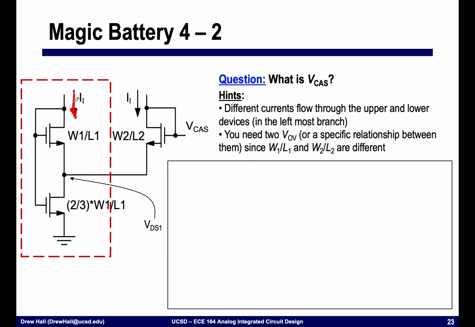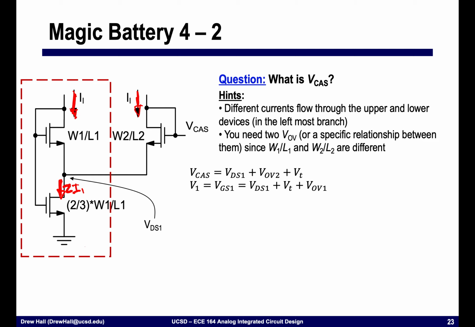Here, I have I1, and I also have I1 coming from this side. And so what that means is that this transistor down here sees two I1. Okay? And we need to resolve the VOV relationship and keep track of it for W1 over L1 and W2 over L2 because they are different VOVs.